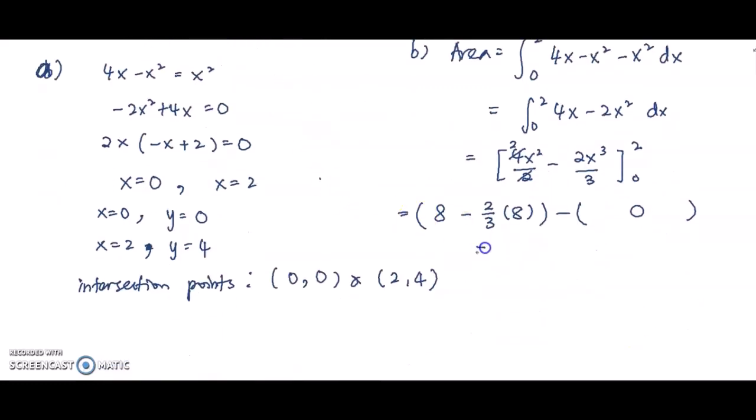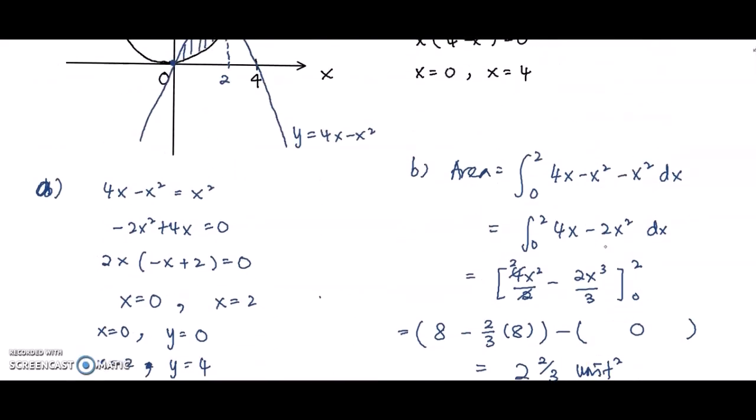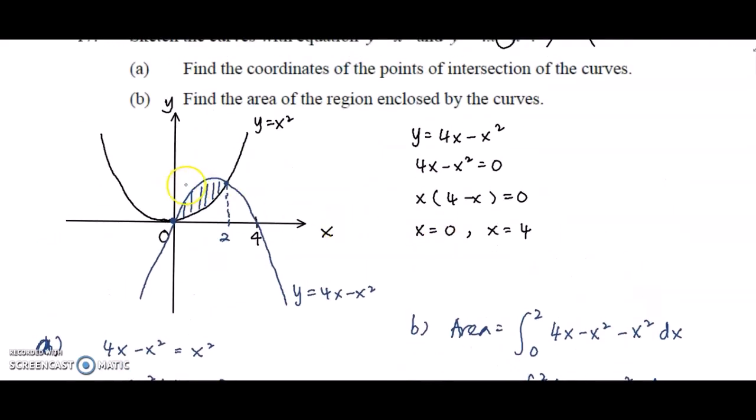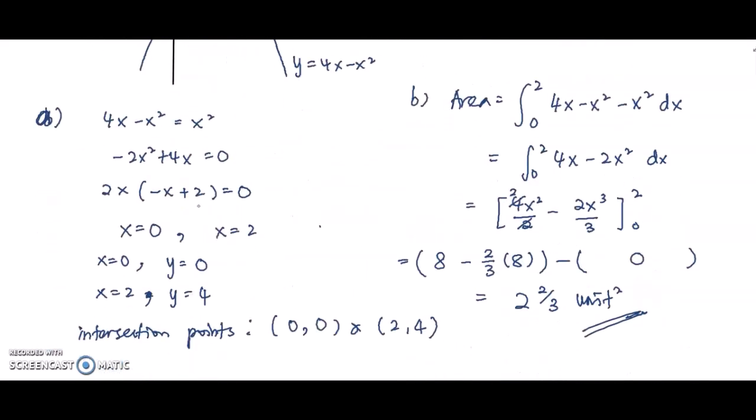The final answer has to be 2 and 2 over 3 unit square. Alright, so this is the area which is enclosed by the 2 curves. Now we proceed to the next question.